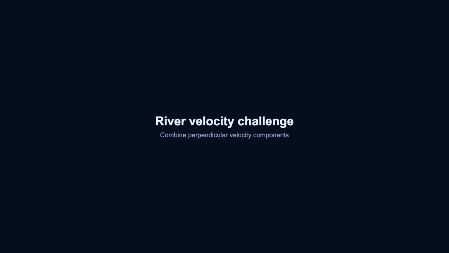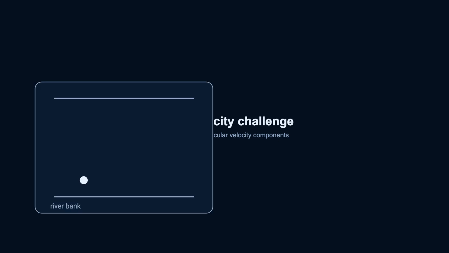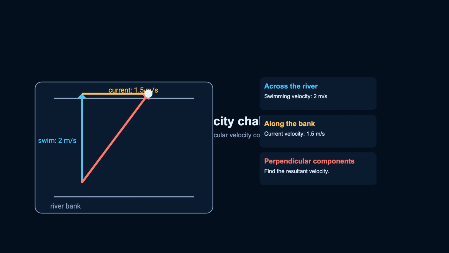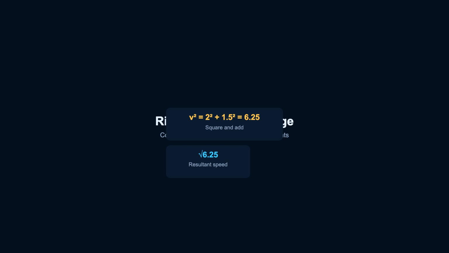Now, apply that method yourself. A swimmer moves straight across a river at 2 meters per second, while the current pushes them along the bank at 1.5 meters per second, at right angles to their swimming direction. What's their resultant velocity? Squaring and adding gives 4 plus 2.25, or 6.25. The square root is 2.5 meters per second. And the inverse tangent of 1.5 over 2 gives the angle off their swimming line.